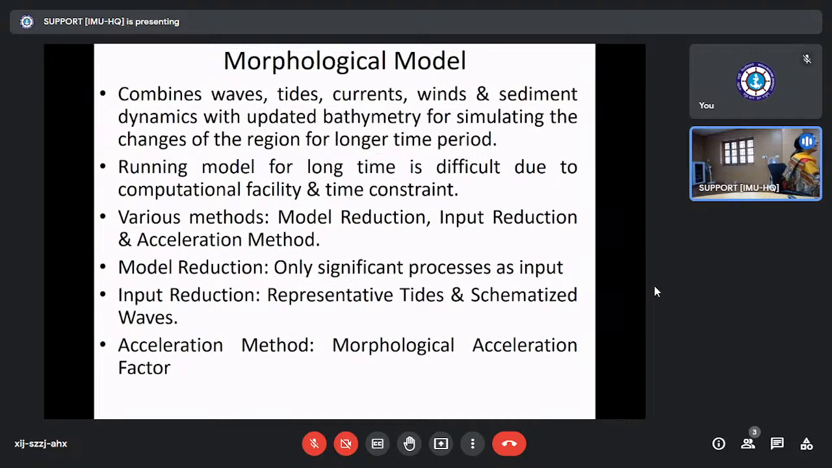climate, we are schematizing the full climate data into representative data, which would represent the full data. So representative tides and schematized waves were formed. Then acceleration method. Morphological acceleration methods were used, which were multiplying the bed change level and the updated bathymetry.